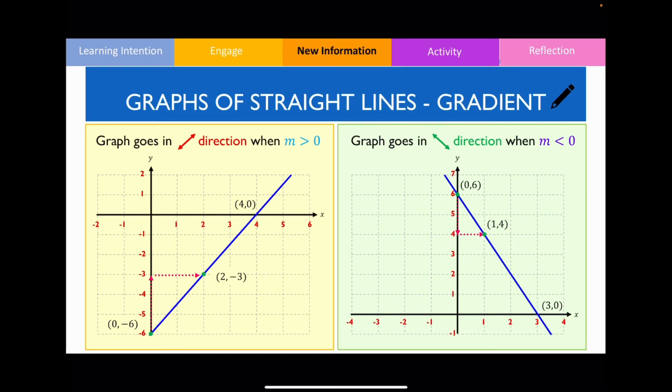Now, the graph is always going to be moving in the positive direction, okay? So that's in this particular direction when the gradient is a positive value. So that's what it means by m is greater than 0. Now the graph actually goes in the opposite direction when your gradient value, your m value, is going to be a negative value. So that's why it means m is less than 0.